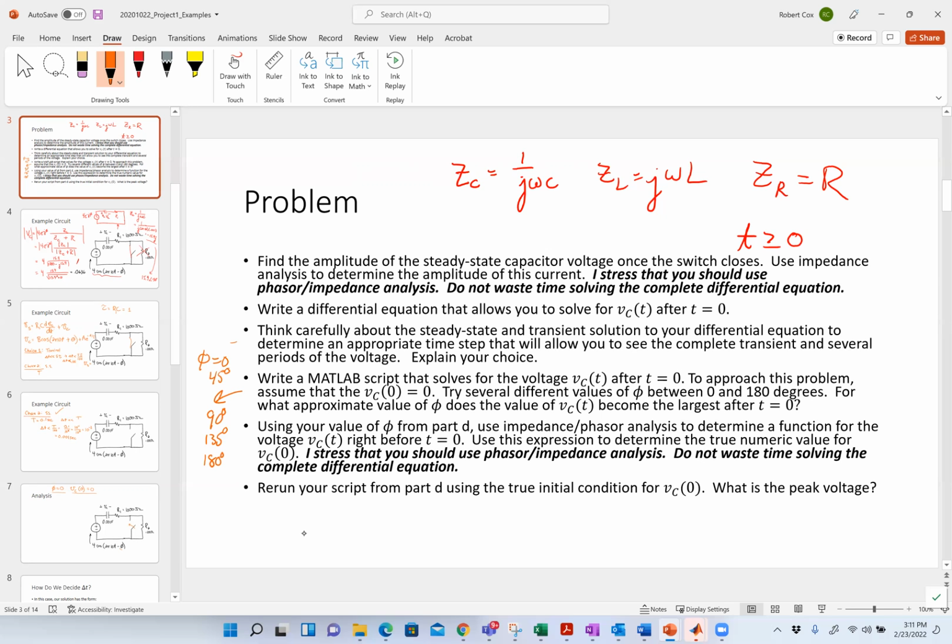For you to approach this problem at this point in part D, V sub C of 0 is equal to 0. I think in the problem, the current is equal to 0 at t equal to 0. And assume phi is equal to 0. Once the code's working, then start changing phi. So there's really two steps that I'm asking you to do right there. I'm asking you to get the differential equation solver stuff done, and then I'm asking you to start playing with the angle phi. And that changes what the transient response looks like.